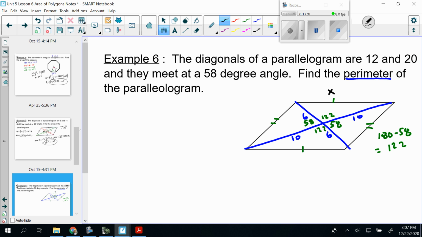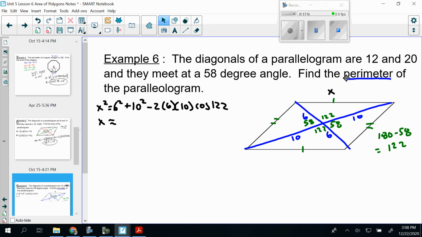Let's call it x. So x squared would be the other two sides squared, so 6 squared plus 10 squared, minus 2 times those same two sides times cosine of the angle opposite, which would be 122. So we'd want to solve for that one.